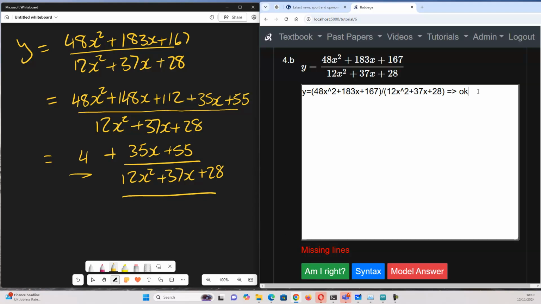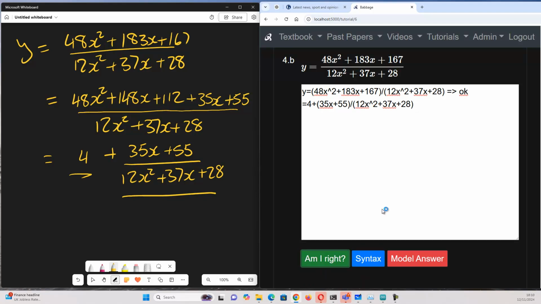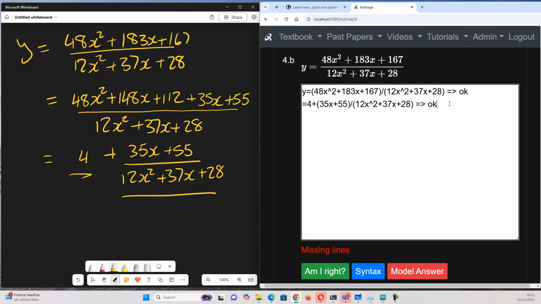So far so good. Right, so now we can say that that is equal to 4 plus, and we had 35x, so we need a bracket, 35x plus 55 divided by the same denominator, so I can just copy and paste that in there. And are we right? Yeah, we are.